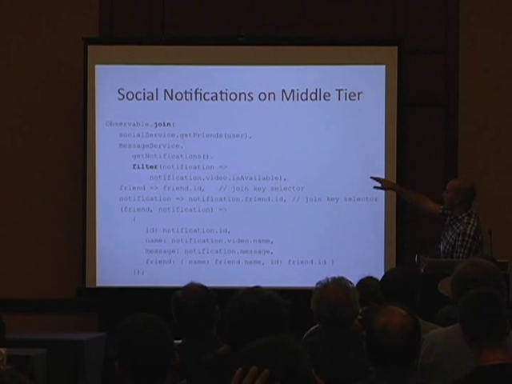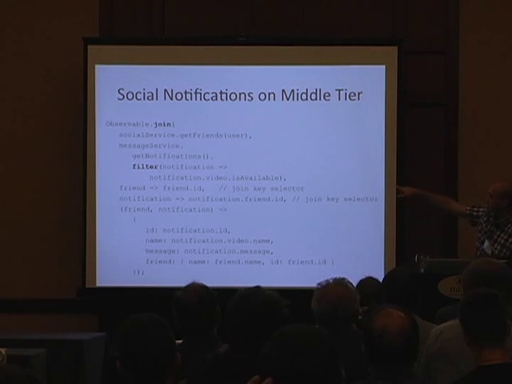Here we're doing a join from all the friends in the social, for all of my friends. We're going to the message service, and we're getting all the notifications. That should accept a user too. That's my mistake. But all of my notifications. But I'm going to filter those notifications for only those videos that are available.